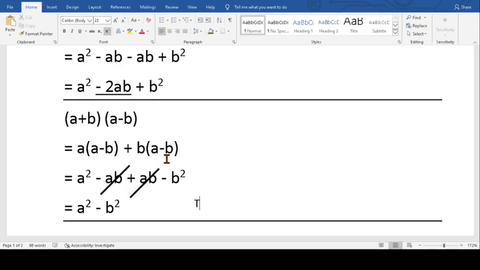So a into a, a square, plus into minus is minus: a into b, ab, again plus into plus is plus: b into a, ab, again plus into minus is minus b square. The opposite ab and ab, one is positive and one is negative, that's why we will cancel that. So we will get a square minus b square. So this was the very simple formula of algebra, how it has been formed, so we can understand this one.